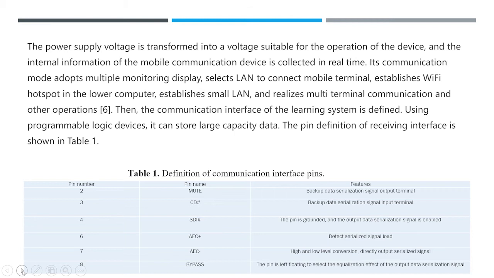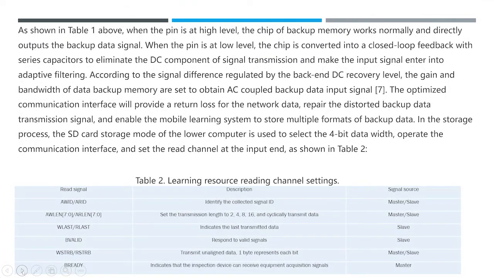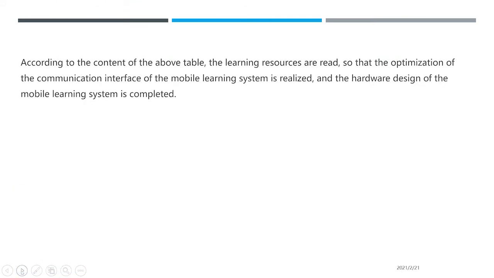Then the communication interface of the learning system is defined using a programmable logic device. It can store large capacity data. The pin definition of the receiving interface is shown in Table 1. According to the content of the above table, the learner resources are read, so that the optimization of the communication interface of the mobile learning system is realized, and the hardware design of the mobile learning system is completed.